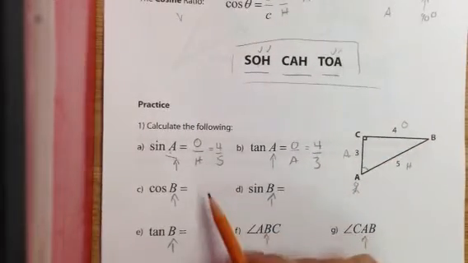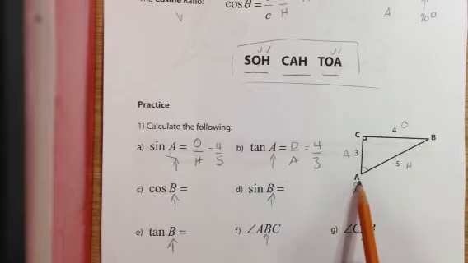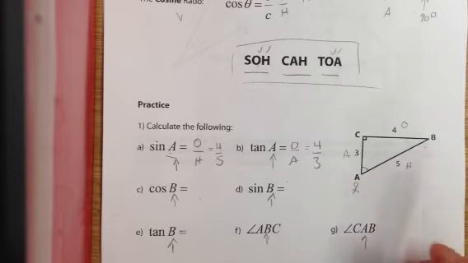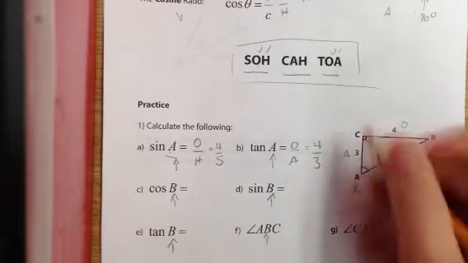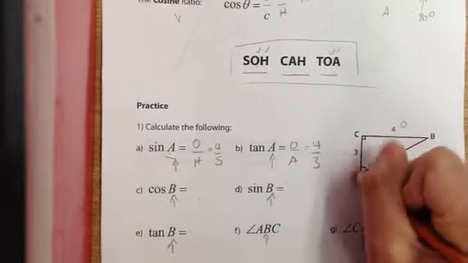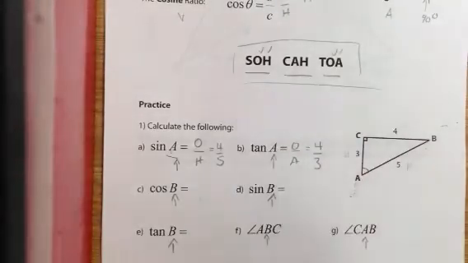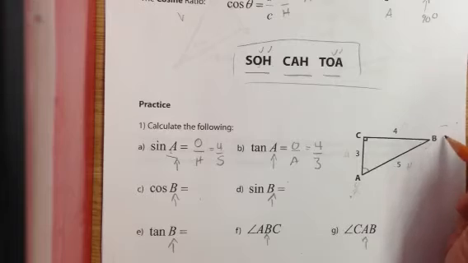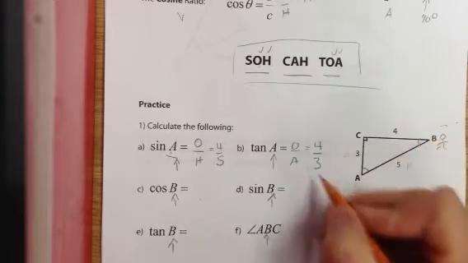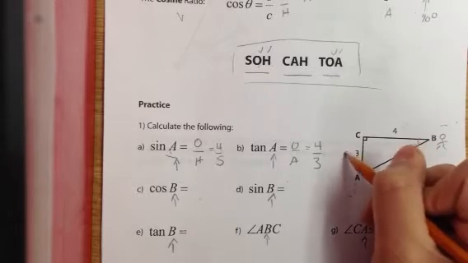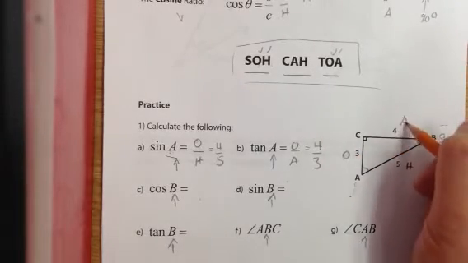Okay? Now, be careful. Cos of B and sine of B are not looking from here. They're looking from angle B. So that means these labels you've done are no longer correct. So you've got to erase them, because we're looking from a different perspective. And that's the part that people screw up. So draw your little guy here, because he's looking from angle B, and now relabel your triangle. So that's your O, that's your H, and the leftover is the A.